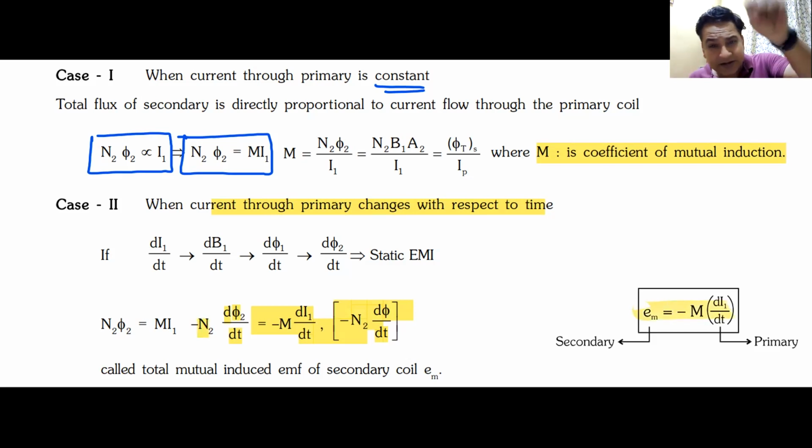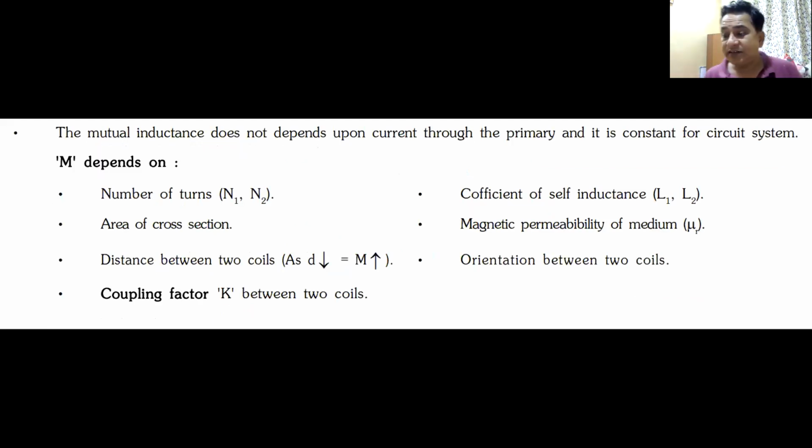Yes, sir. Something is happening in the primary, and because of that, secondary is getting affected. This phenomena is known as mutual induction. On what all factors this mutual inductance depends on? Please remember this. There might be a question that comes on this. As you can see, the mutual inductance does not depend on current in the primary and the secondary. Remember it. It depends on the number of turns. It depends on the area of the two coils. It depends on the distance between the coils.